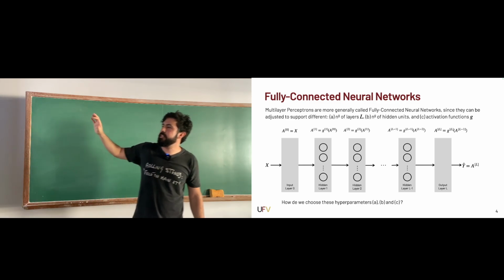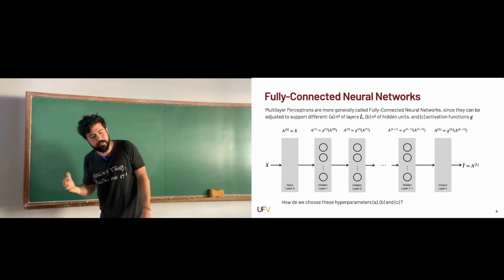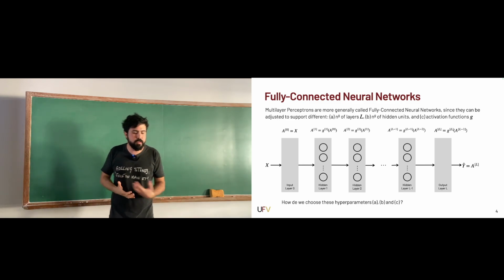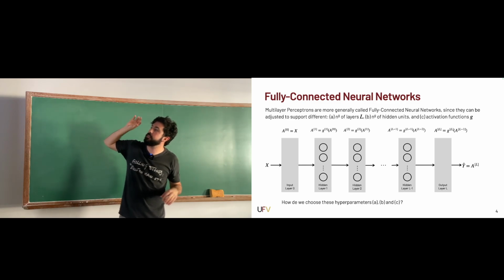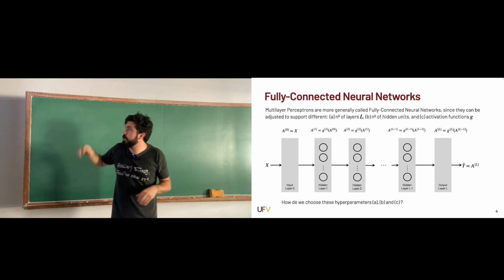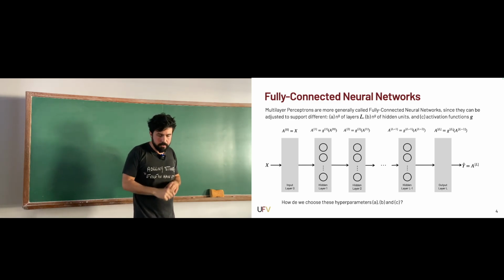But the question I want to discuss in this lecture is, how do we choose these hyperparameters, A, B, and C? In other words, the number of layers, the number of hidden units, and the activation functions. Okay.